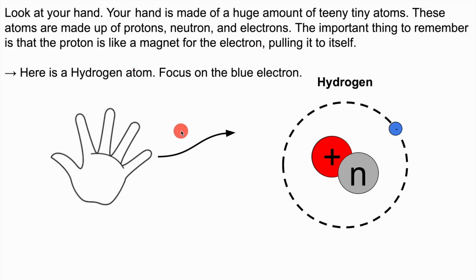Starting off with your hand. Your hand is made out of a huge amount of teeny tiny atoms. These atoms are usually made out of protons, neutrons, and electrons. The important thing to remember about this is that the proton is attracting the electrons in this kind of system, and you should really focus on this electron. So, proton is attracting the electron, neutron just hangs out here.